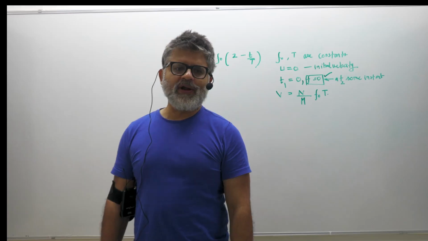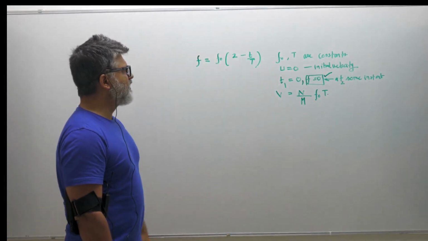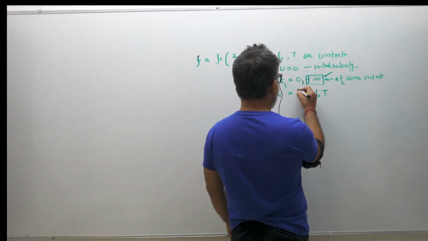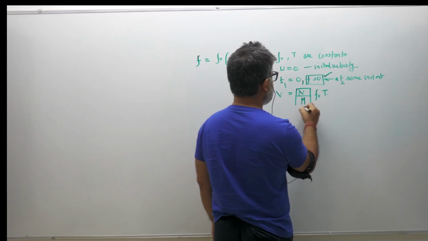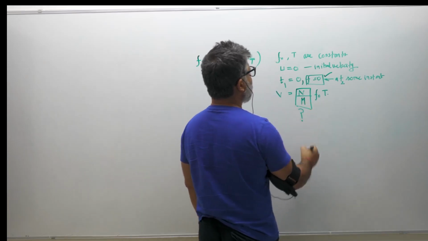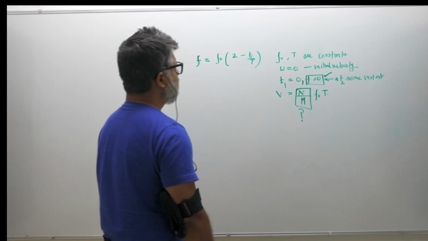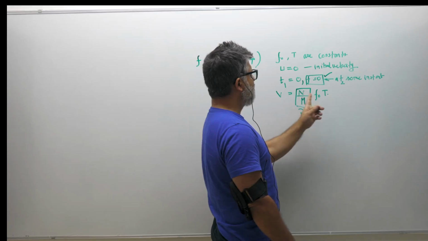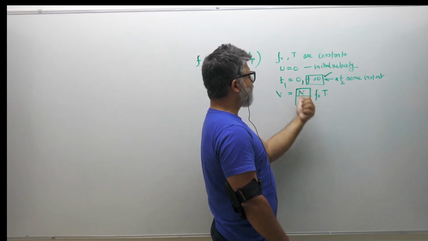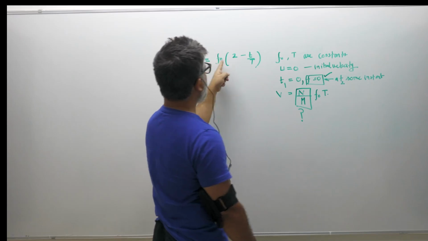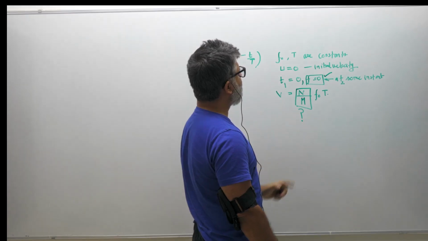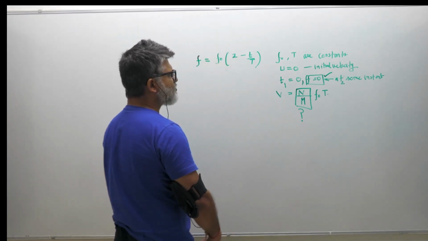So we also know quite a lot. What we need to find out is the value of n by m. What is that n by m? This is what we need to find out. So velocity will come as some expression in terms of F naught T, and some number may appear here. So this is some n by m. We don't know what it is. So let's start solving this.